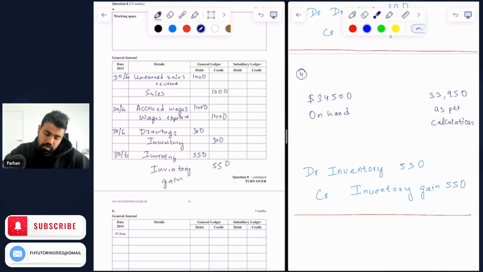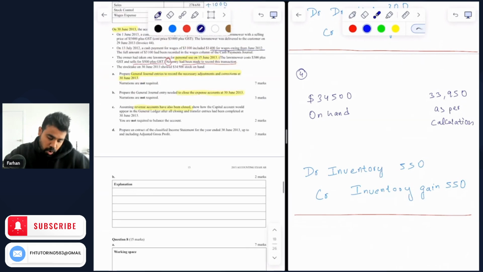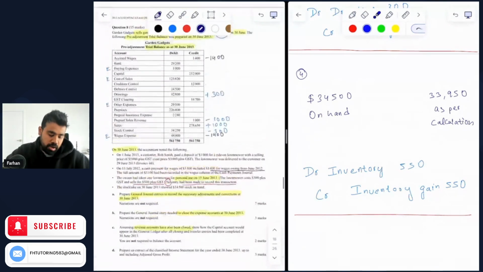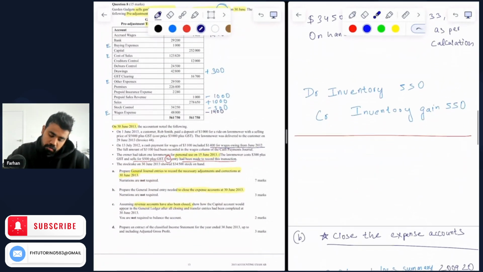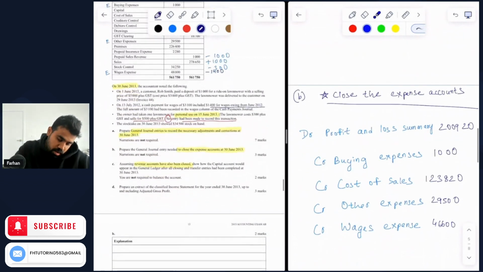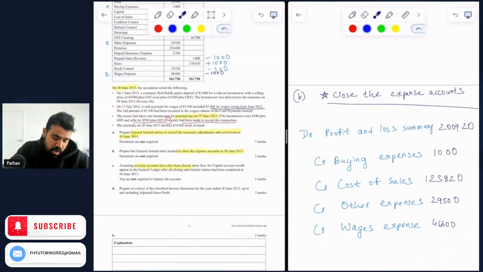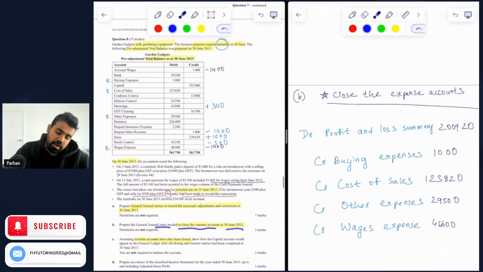All right, so I believe you're all good to go with the first part. Now let's move to the second part of the question, which is part B. Part B asked us to prepare the journal entries to close the expense accounts at 30 June 2013. This should be pretty straightforward.